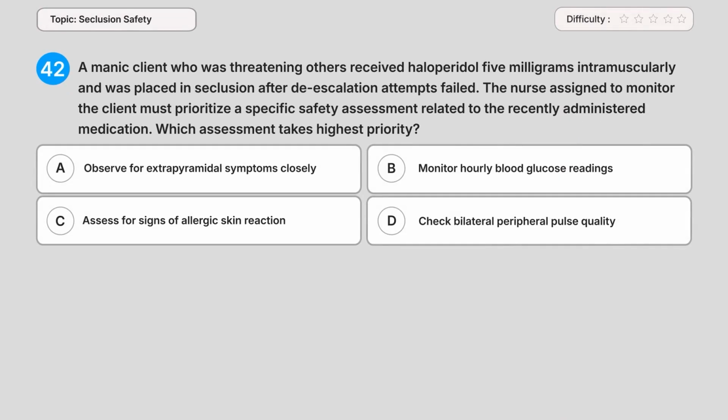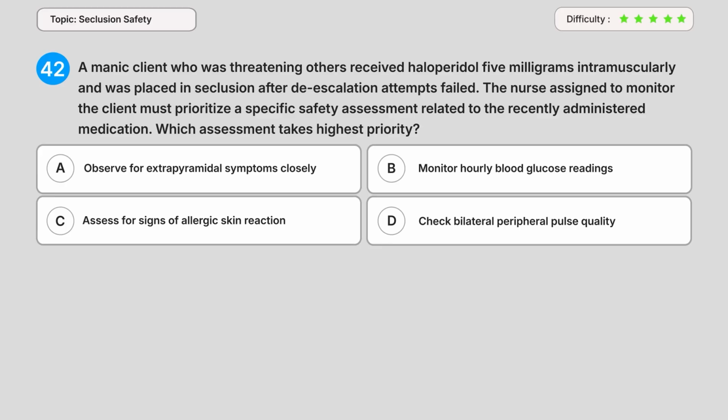42. A manic client who was threatening others received haloperidol, 5 mg intramuscularly, and was placed in seclusion after de-escalation attempts failed. The nurse assigned to monitor the client must prioritize a specific safety assessment related to the recently administered medication. Which assessment takes highest priority?